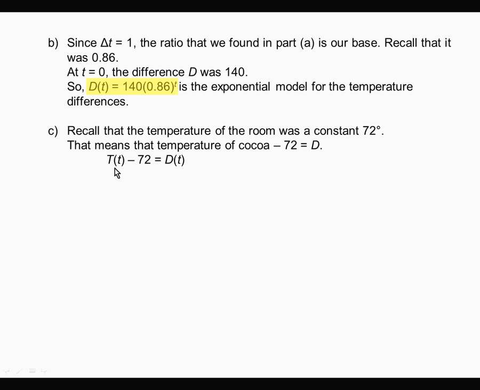Okay, so D of T, replace it with what it is. Remember, T of T is the temperature of cocoa. This is the difference. So T of T is going to be 72 plus D of T. So 72 plus 140 times 0.86 raised to the T power. That's the temperature of the cup of cocoa T minutes after you bring it into the room. And remember, just from our experience, the limiting value is going to be room temperature, 72 degrees.